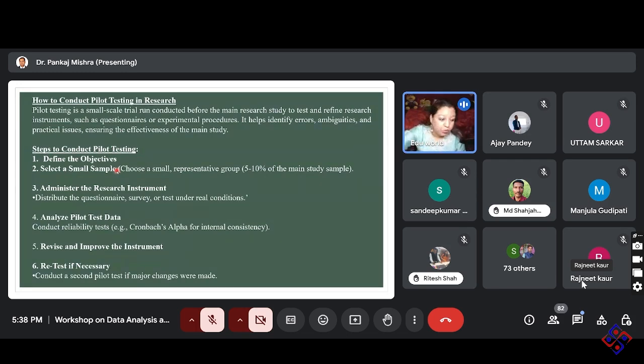Okay, next we are coming to administer the research instrument. Now we have to administer.